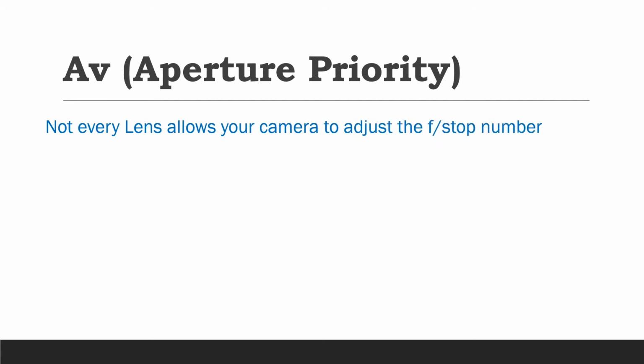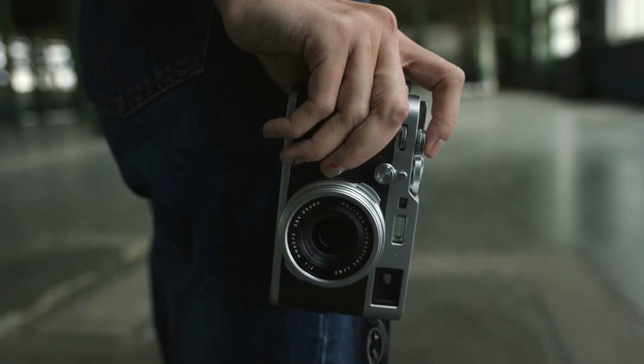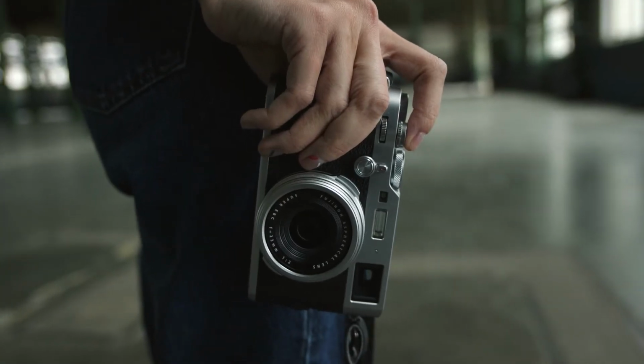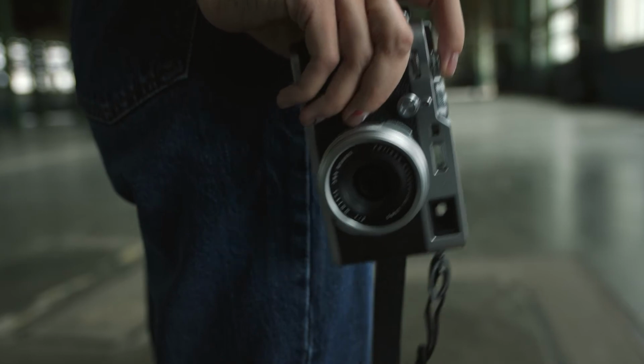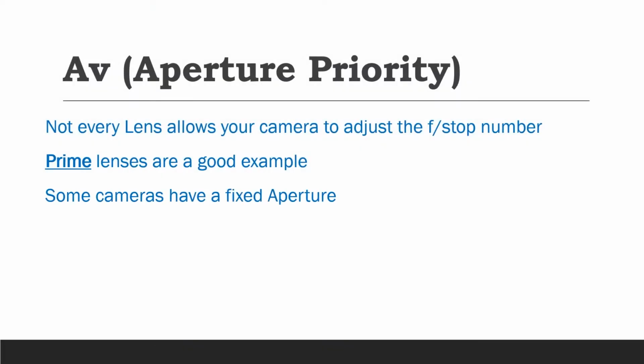Some lenses have electronic communication with the camera, whereas other lenses don't. Now, prime lenses are a good example because my prime lens forces me to not only move around to get the ideal angle and focal length, but it also forces me to manually adjust my f-stop number. And not only has this lens forced me to gain more experience, it has also given me the confidence to use it more often in the field. Now, some cameras only have one aperture size, which is what we call a fixed aperture. For example, smartphones typically have a fixed aperture of about f2.0 to about f2.4.